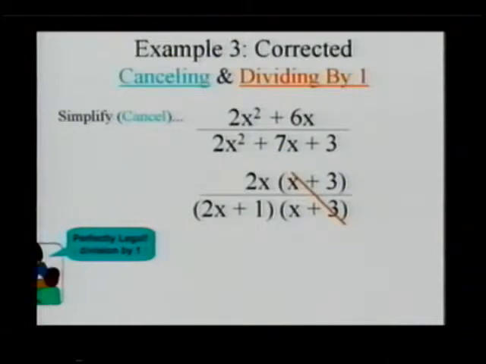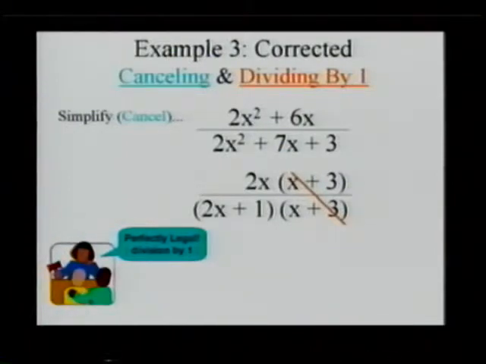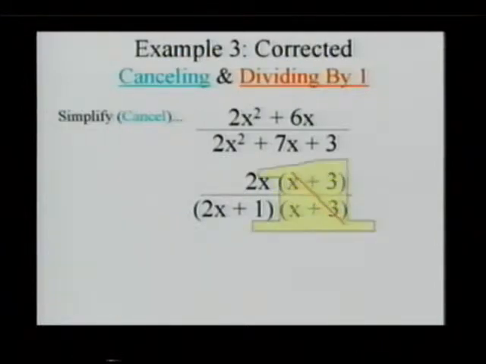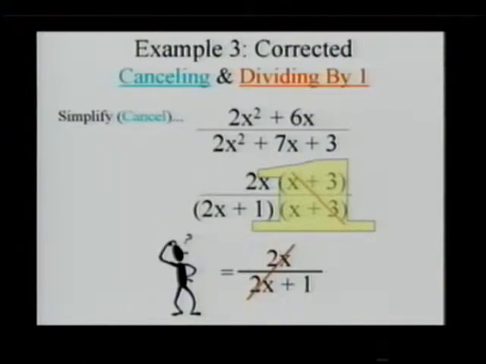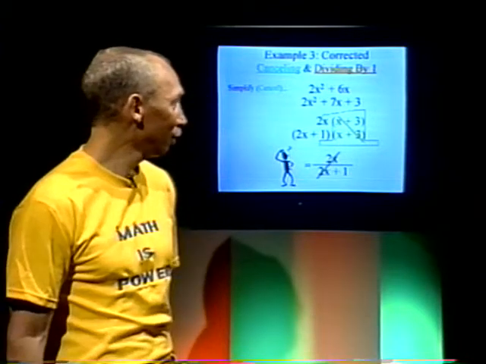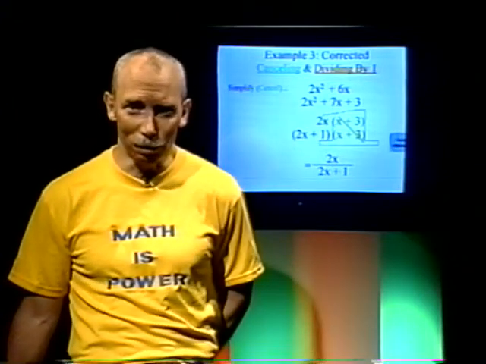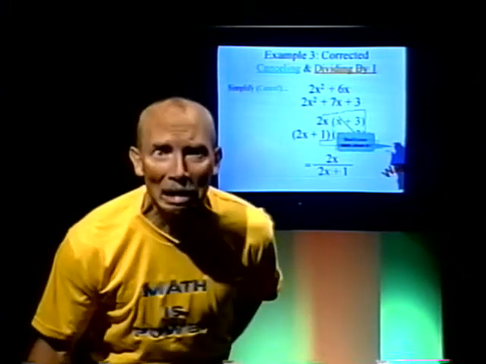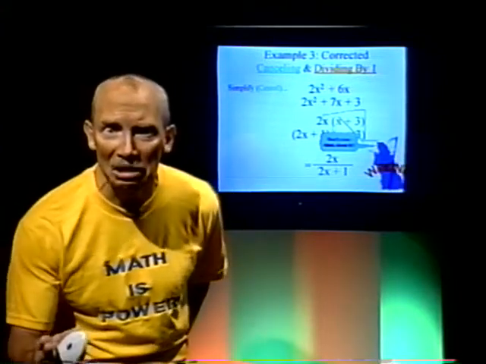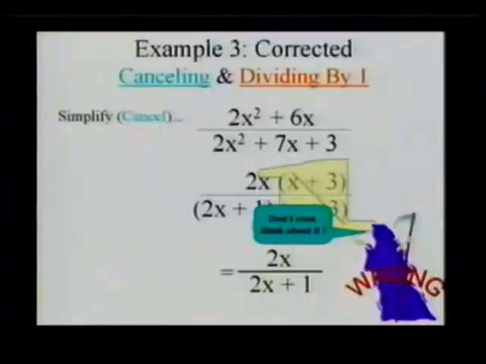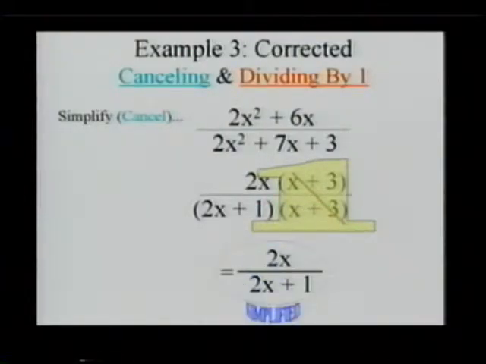Now you're allowed. It's perfectly legal to divide by 1, but not legal to subtract by 1. Okay? So there's your 1. X plus 3 over x plus 3. Remember, anything over itself is 1, and you can divide by that. So your answer will be what's left, 2x over 2x plus 1. You're thinking, can I cancel those 2x plus 1s? Uh-oh, here comes your boy again. Don't even think about it, because that would be subtraction. Okay, get the idea of canceling? Bam.